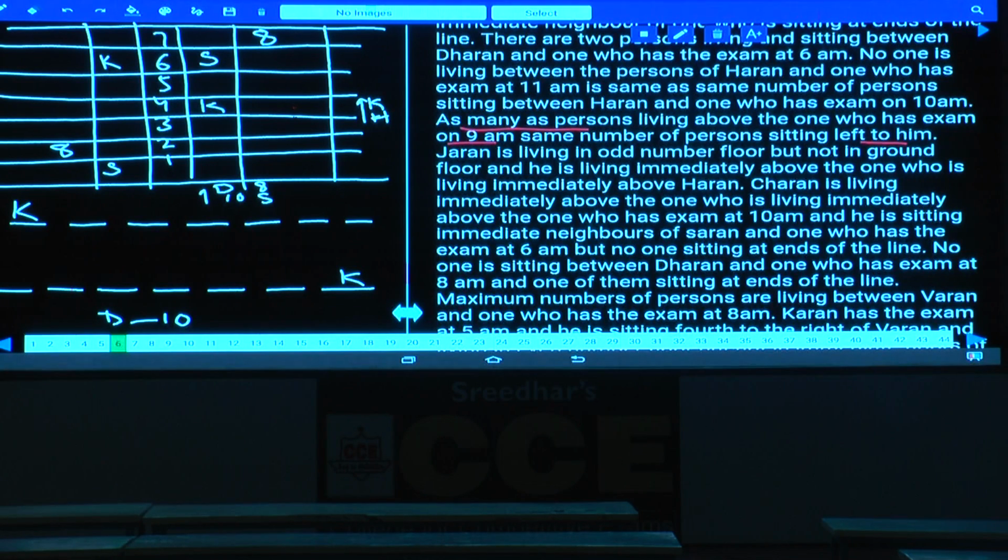Jaran is living on an odd number floor but not the ground floor, and is living immediately above the one who is living immediately above Haran. Haran is here; immediately above is K, and K's immediately above must be J. Are you following this? Haran has one person immediately above, and immediately above that person is Jaran. Hence, between Haran and Jaran, how many persons must there be? There must be one person.